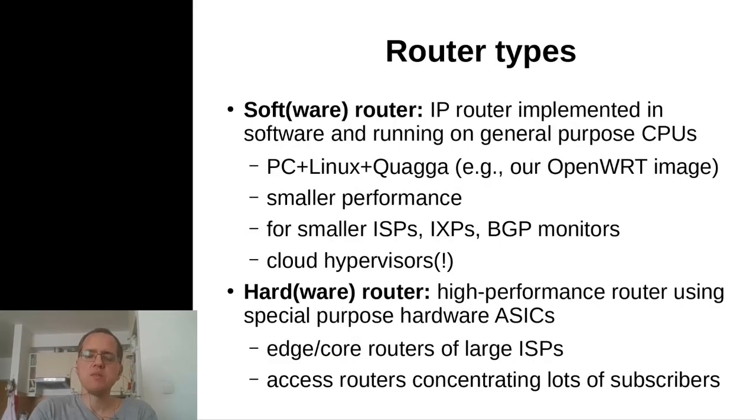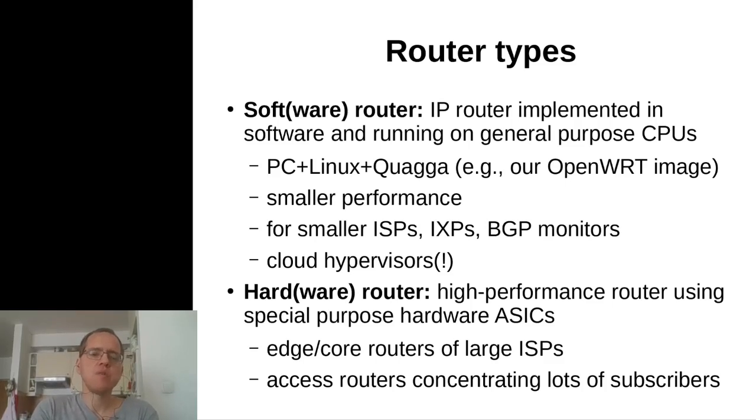Another categorization is based on the type of the platform that the router is actually implemented in. Based on this, we have soft routers or software routers. These are basically IP routers implemented in software that run on general purpose CPUs and general purpose operating systems. Basically, the Quagga image that we use in GNS3 during the labs is a software router. It's an actual operating system, the Linux operating system, which implements the IP protocol stack and the forwarding plane or the data plane of our software router, and the Quagga daemon, which is a collection of routing protocol implementations that run on top of this operating system and provide the control plane of our software routers.